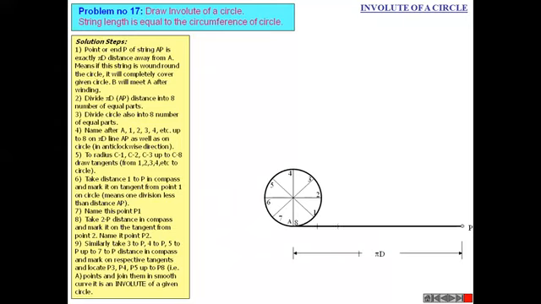Then this line AP is divided into 8 equal parts, which means the point P and point 8 are exactly on one line. Next, draw the tangent at every point.